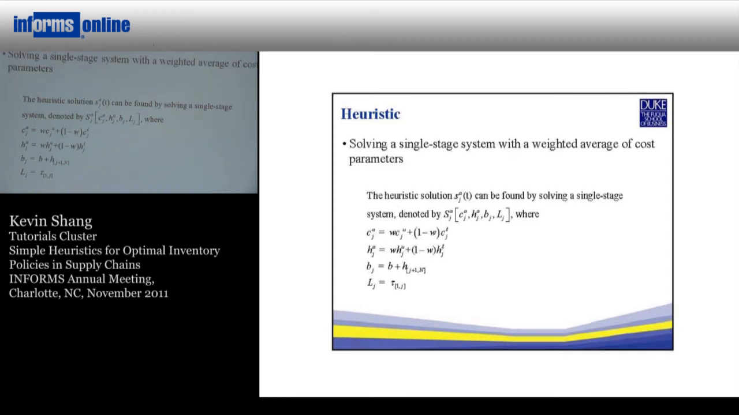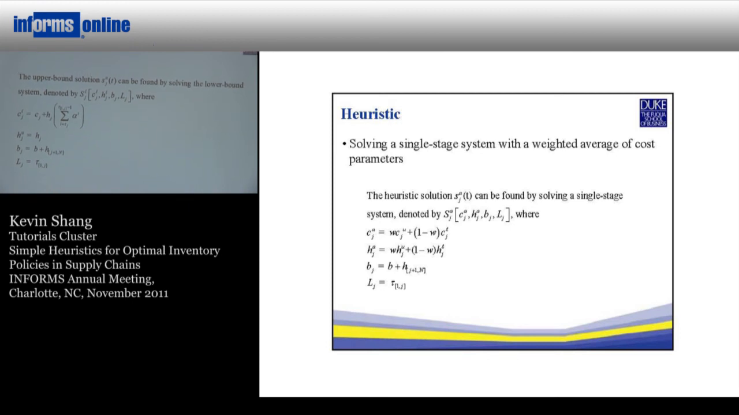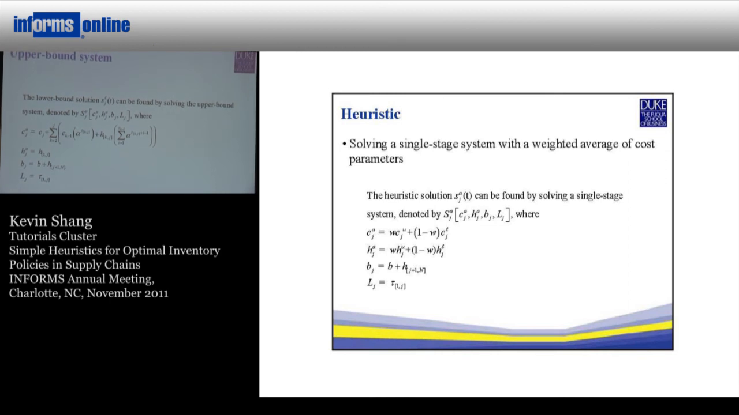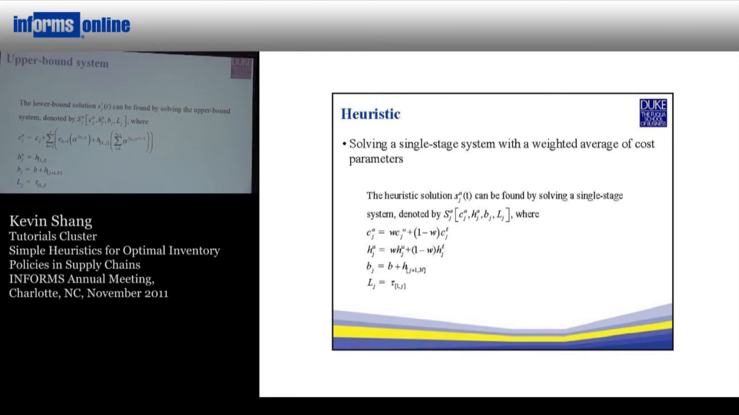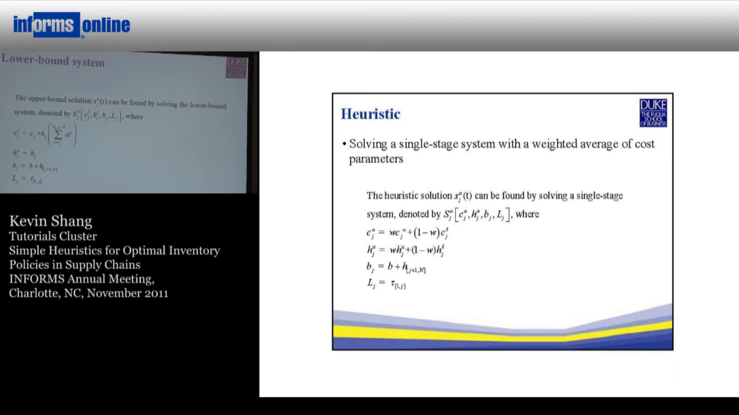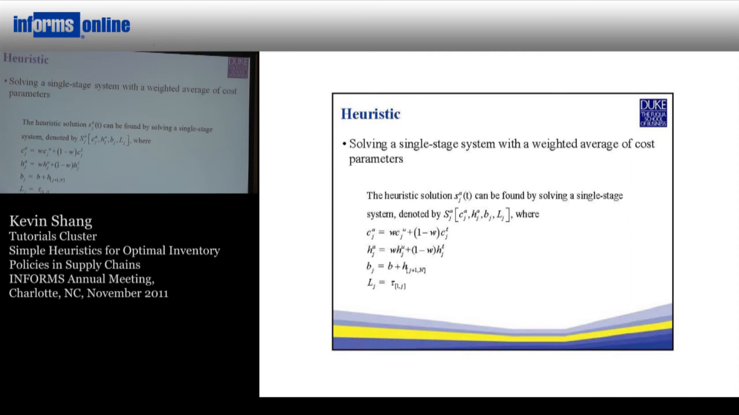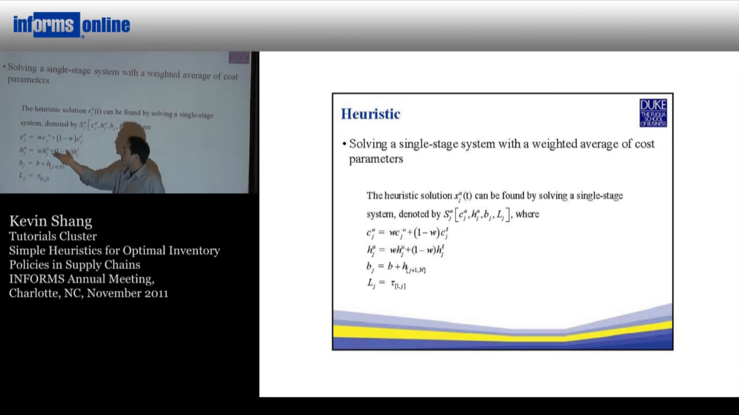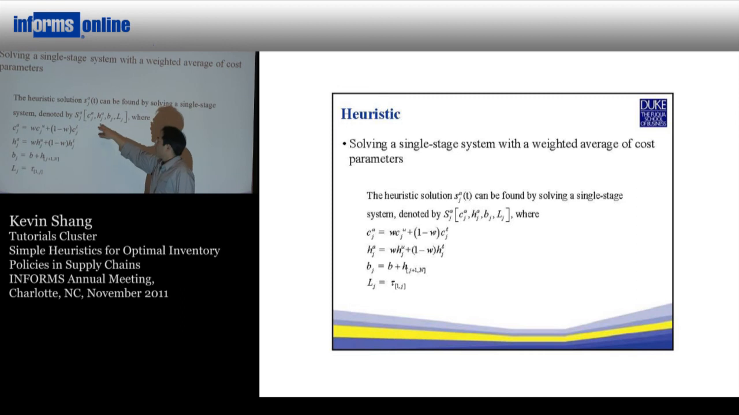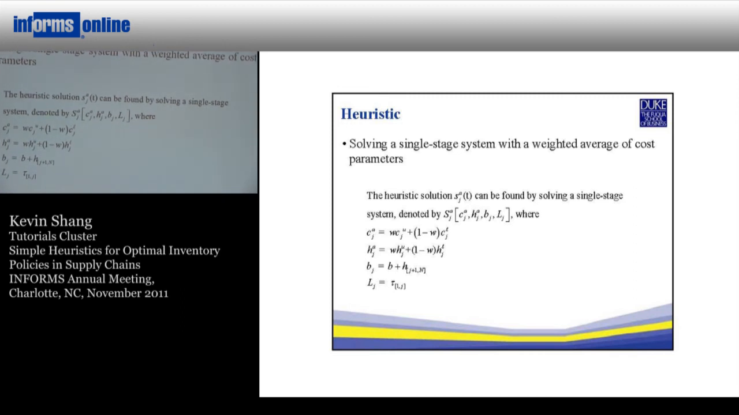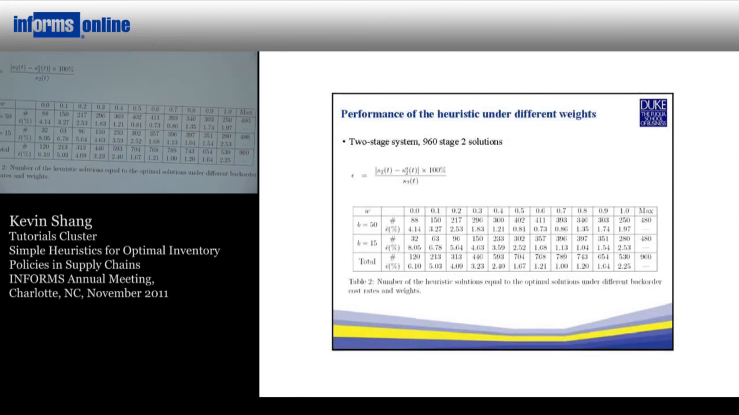And how do we get a heuristic? Tomorrow in my talk, I will provide a little more detail on the intuition behind all of this, but here I want to skip it, just so you know that the same single stage idea can be carried over to non-stationary systems. How do I generate a heuristic? Again, I just take the weighted average of these parameters, and then I can solve the single stage system in a finite T horizon and get a solution. And how good is it?